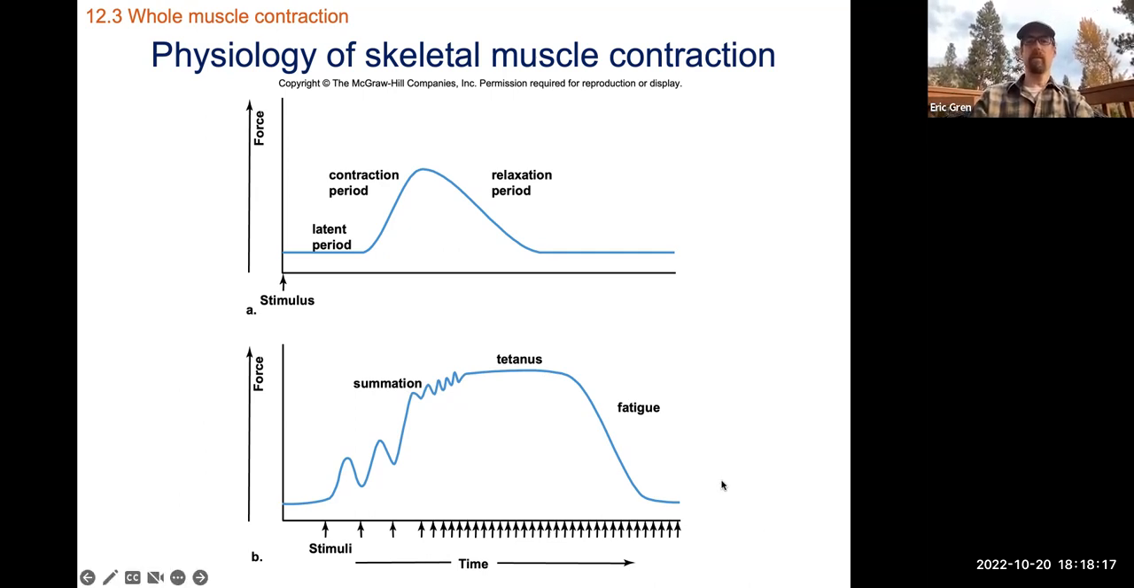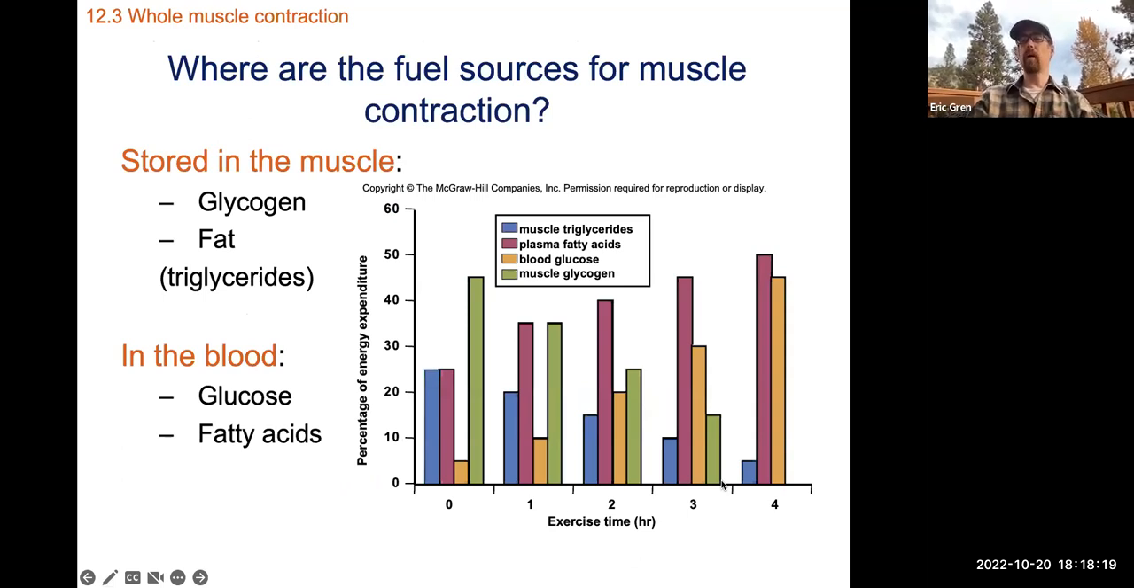All right, so where are we getting the energy for muscle contraction? Well, it turns out that we have really four types of organic molecules that store a lot of energy in their chemical bonds, and we can use all four of those as sources of energy. In the muscle tissue itself, you have glycogen and you have triglycerides.